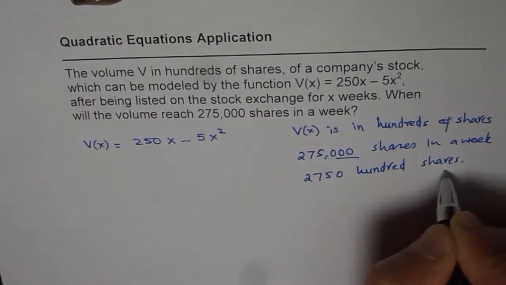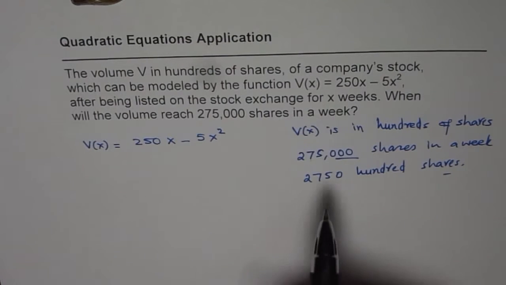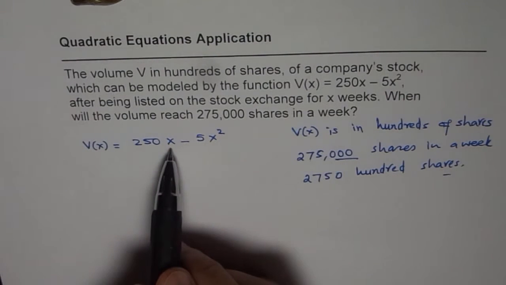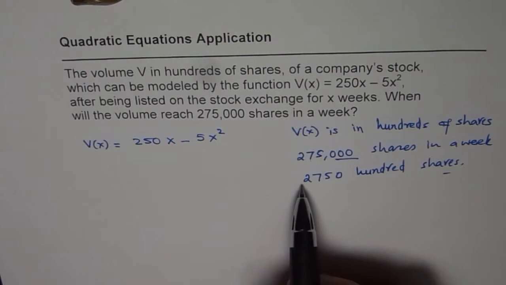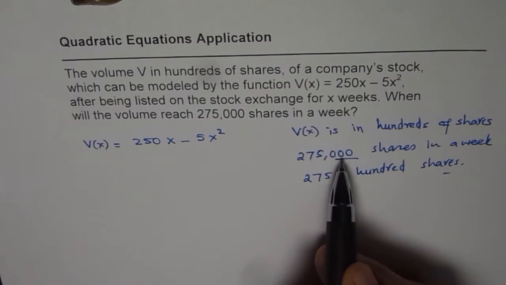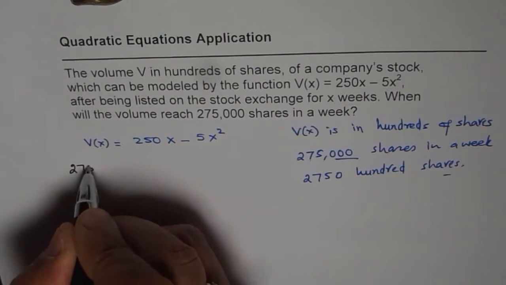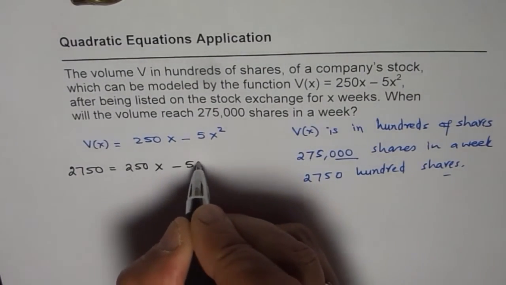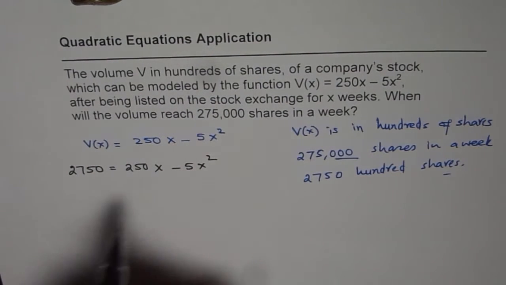Now this is the critical part in this particular question. If you overlook this, then you get a wrong answer. So now you need to find x, the number of weeks in which the volume of the share becomes 275,000 shares in a week. Do you get the idea? So V of x is 2750 for us, and we have 250x minus 5x squared. That is the equation. Let us bring all the terms to one side and solve for x.